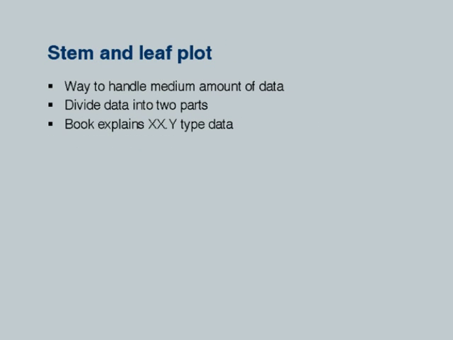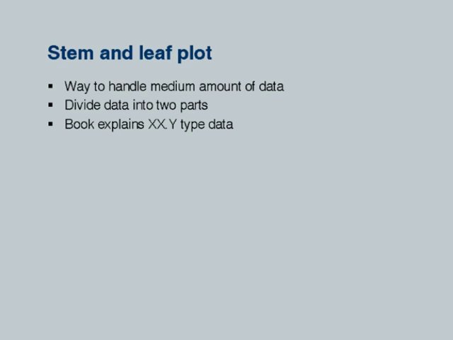And then you have stem and leaf plot. Have you seen this in the book? It's in the book, stem and leaf plot. Essentially, when you have a moderate amount of data, you divide the data into two parts. For example, in the book, the following example is given. Essentially, in the book, you have numbers of the form two digits and one decimal. It has been shown with stem and leaf plot, and it splits this after the first digit.